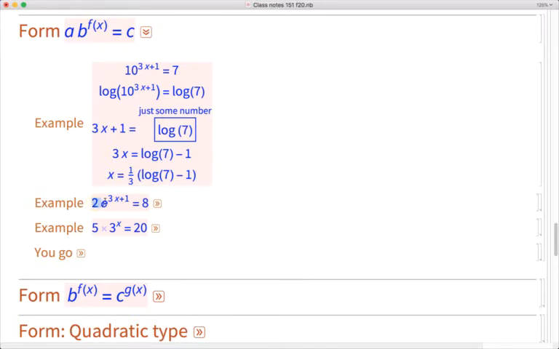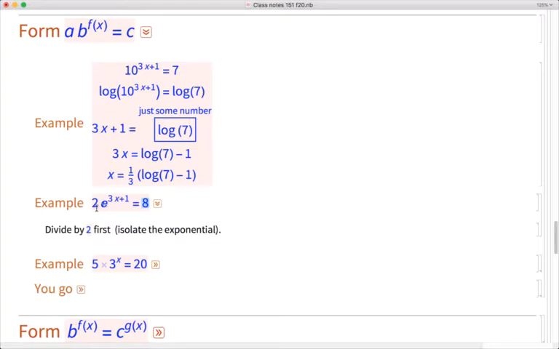This time, a single base, with the variable x in the exponent spot, and a constant on the right-hand side. So you might be tempted: we want these variables downstairs. If we take the natural log, we'll get this cancellation. But the thing I want to highlight here is that you need to divide through by this 2 first.